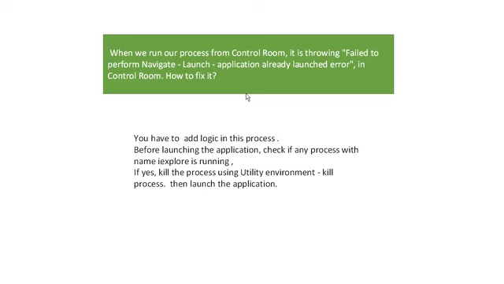When we run our process from the control room, it throws the error: failed to perform navigate, launch application already launched. Sometimes this error may come when running from the control room, but it will not come when you run the process from your desktop in Studio. Most BP developers will face this issue. So how to avoid this?